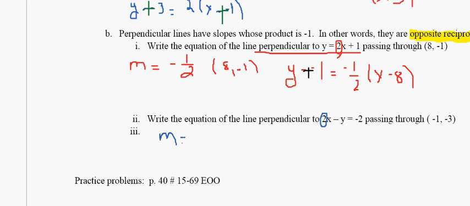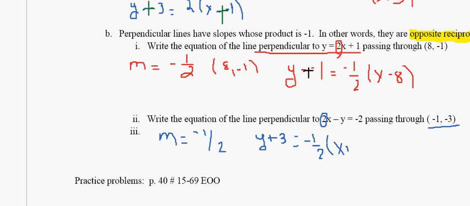Okay, so the next one works the same way. We figured out previously, this is the same equation that we used in the previous problem, that this slope is 2. So again, I'm not going to use 2 for my slope. If I use 2 for my slope, my line would be parallel, so I'm going to use -1/2, the opposite reciprocal.